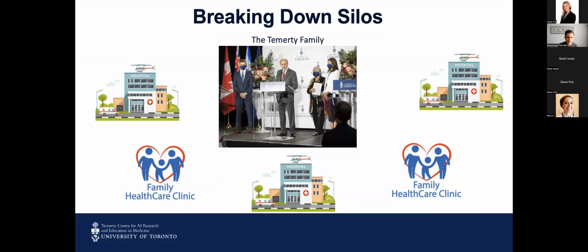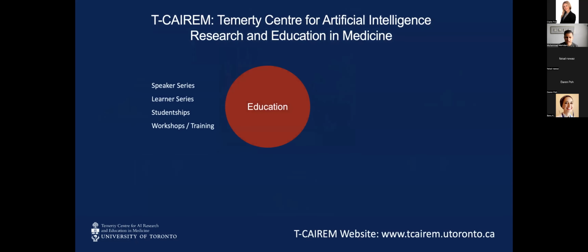We received a very generous donation from the Temerty family. The Temerty family donated $250 million to what is now the Temerty Faculty of Medicine at the University of Toronto. And about 10% of that amount was actually for a dedicated center for AI in medicine. And the whole function is to bring a lot of people together. So we have three themes.